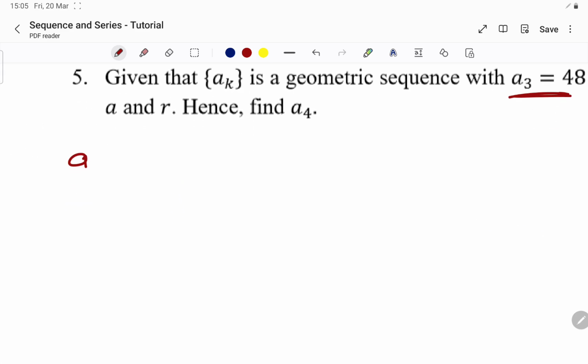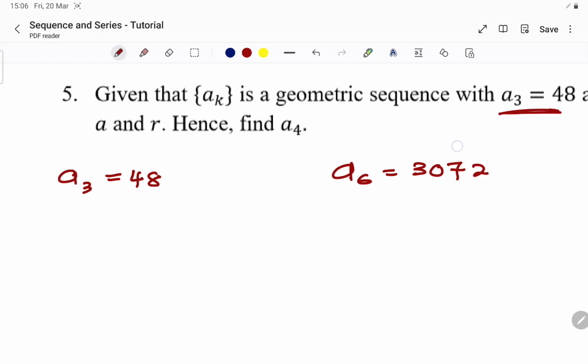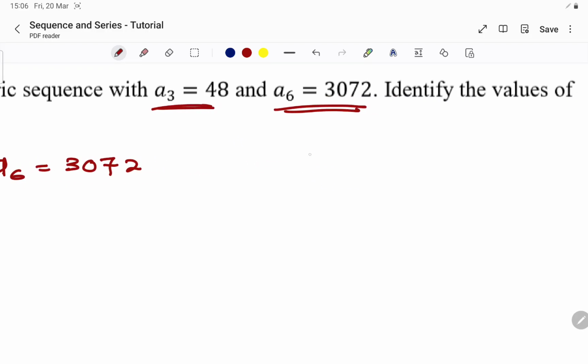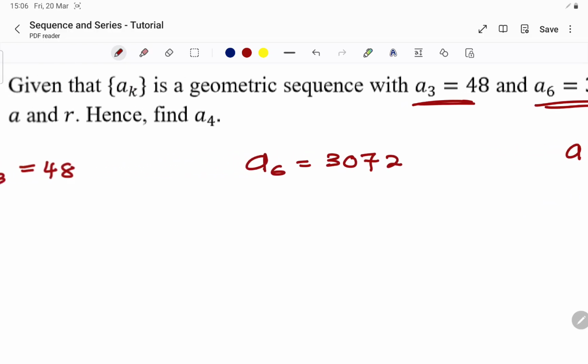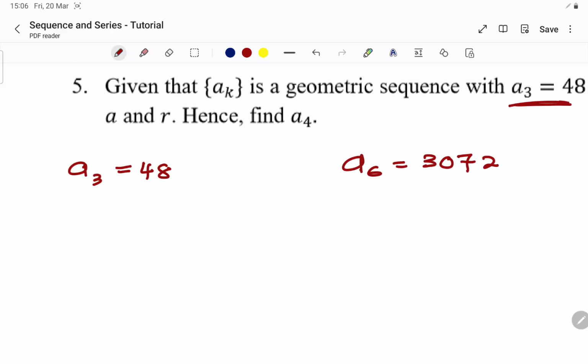A3 is equal to 48 and then A6 is equal to 3072. Now, for a geometric sequence, when we want to find the nth term, we have a formula which is An equal to A multiplied by R to the power of n minus 1, right? So what you guys have to do is, since we already have A3 and A6, you substitute inside.